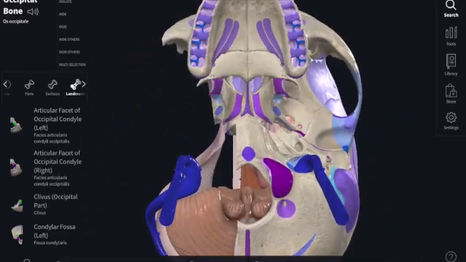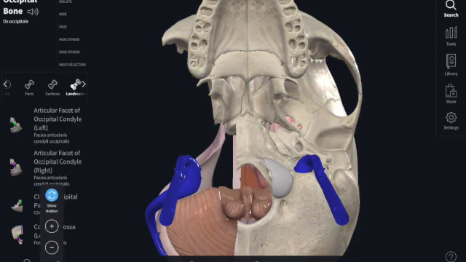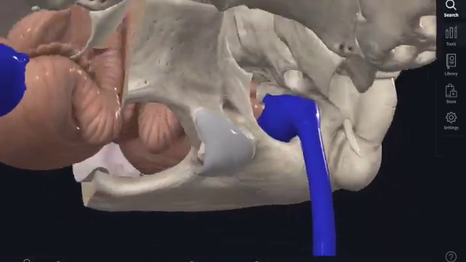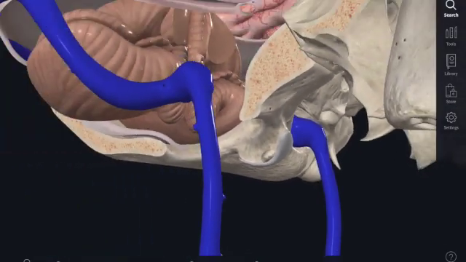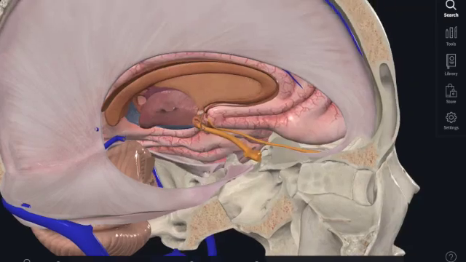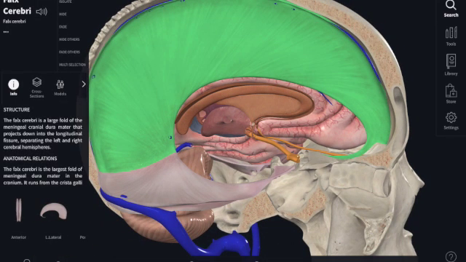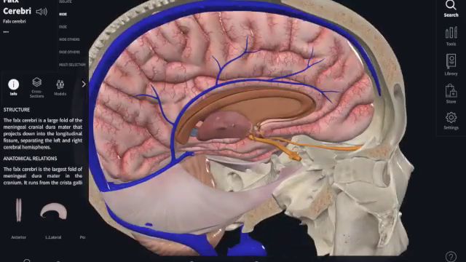And there's that underneath you, just so you can see where the internal jugular vein actually is. So that's really the dural sinuses right there. If we remove this, there's that other half of the brain right there.